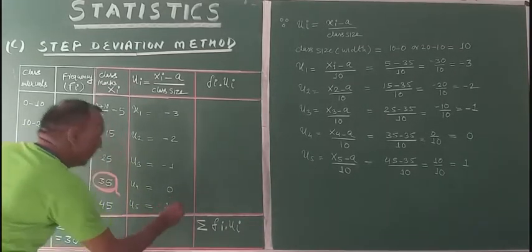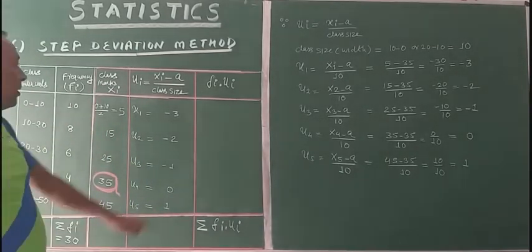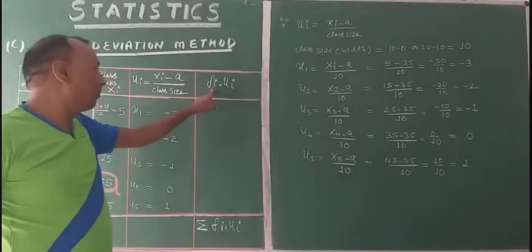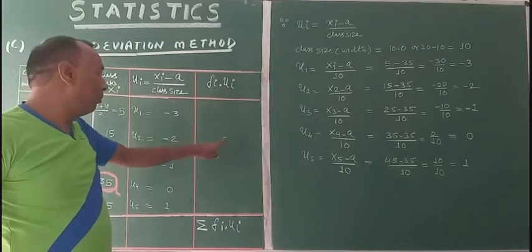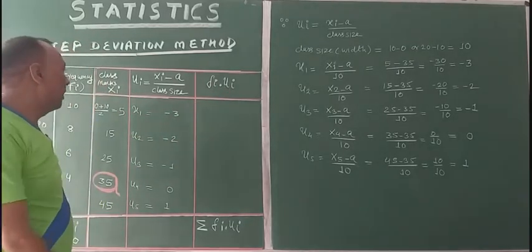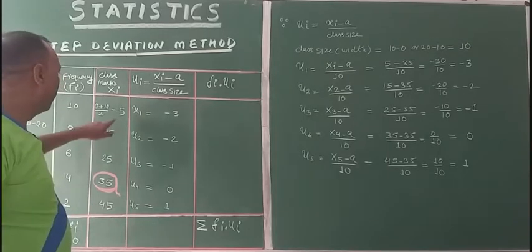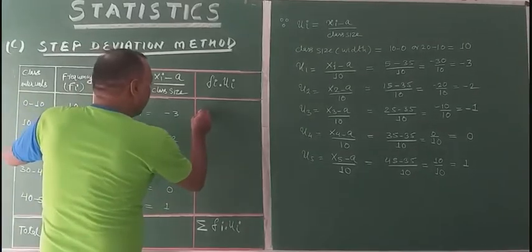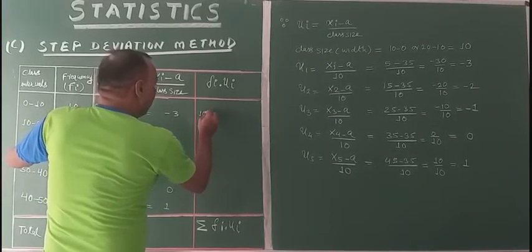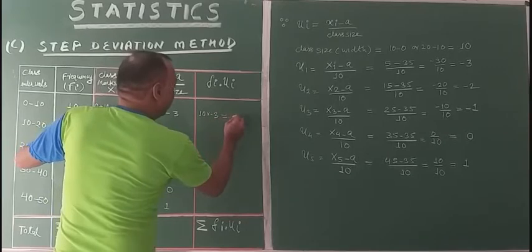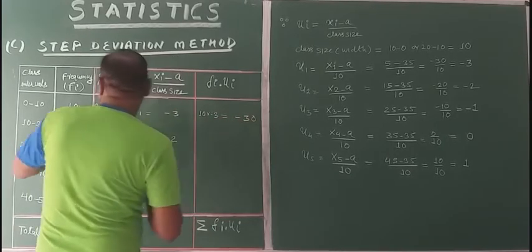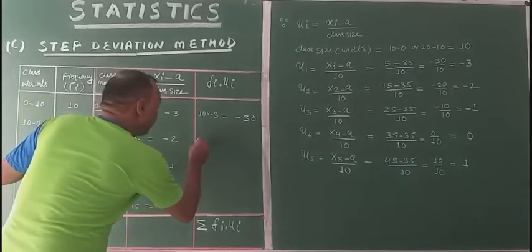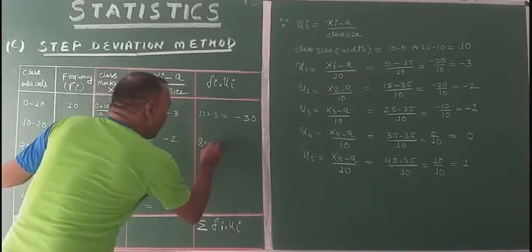Is it okay? Our last column is FiUi. Means if I take i here as 1, so F1 U1, F2 U2. So what is F1 U1? 10 is here, multiplied with minus 3. You will get minus 30. This is F2 U2, 8 into minus 2. How much?